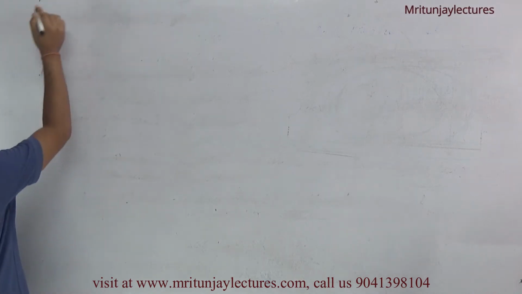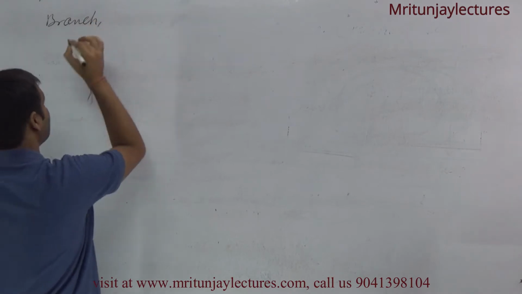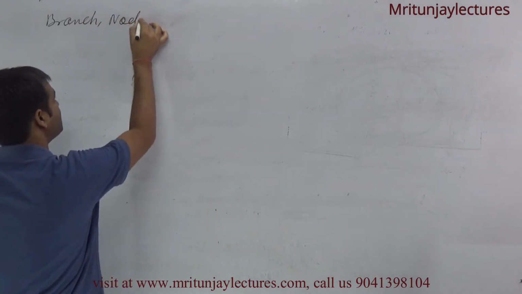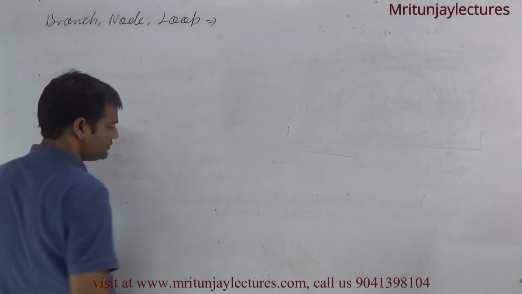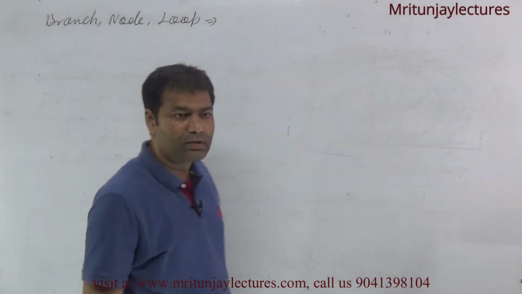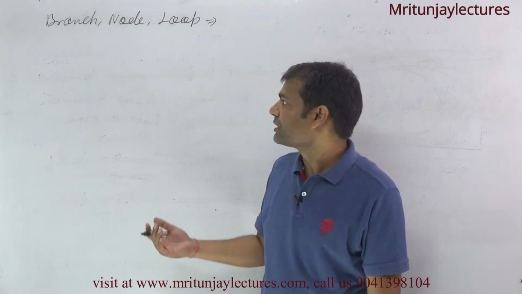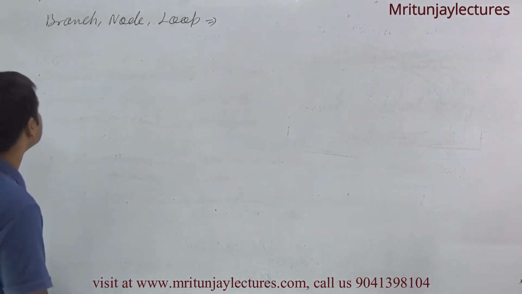Now today we are focused on the fundamental concepts of branch, node, and loop. Okay, how to check, in a given network, how many branches are possible, how many loops are possible, and how many nodes are possible. How to check? First of all, define branch.